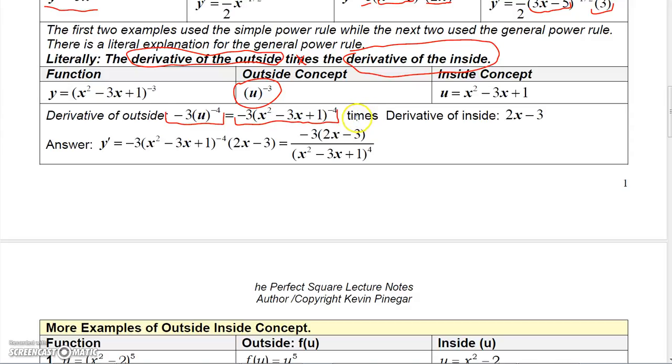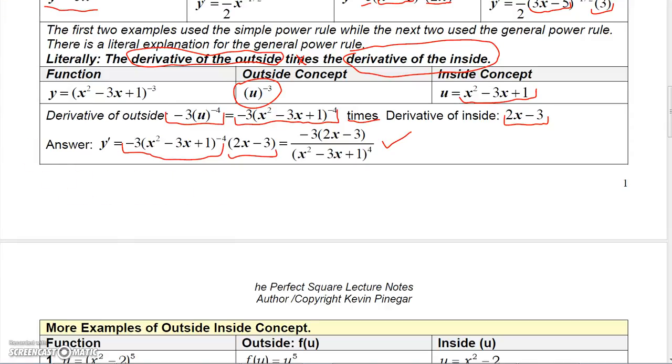Well, then I have to multiply by the derivative of the inside. What do I mean by that? Well, I have to get the derivative of u. So the derivative of x squared minus 3x plus 1 is 2x minus 3. And when I put it together, I end up with minus 3 times x squared minus 3x plus 1 raised to the negative 4, that's the derivative of the outside, times 2x minus 3, the derivative of the inside. And then the last step here is just to simplify it so that you don't have negative exponents in your answer.